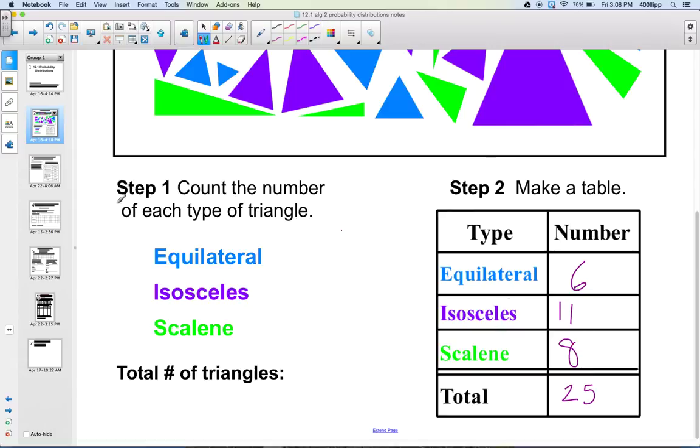Okay, so that's our frequency table that we just made. Notice that I just added up the amount of triangles. We didn't find the probability or anything like that, just adding up how many we have.